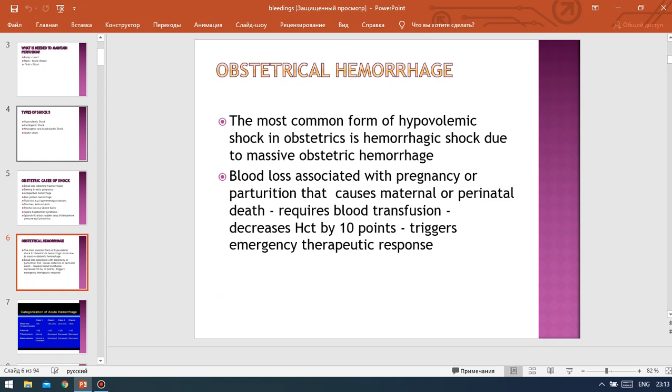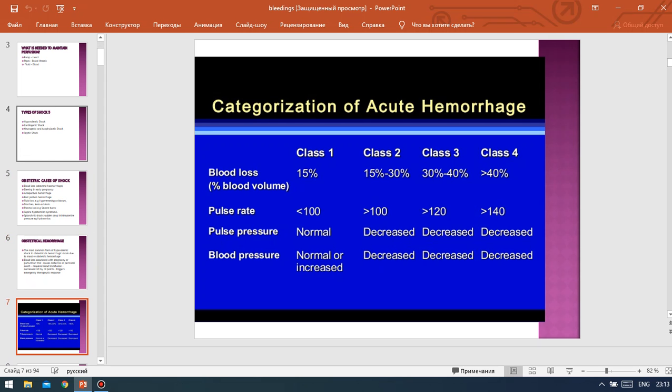Another obstetrical hemorrhage: the most common form of hypovolemic shock in obstetrics is hemorrhagic shock due to massive obstetric hemorrhage. Blood loss associated with pregnancy or parturition that causes maternal or perinatal death, requires blood transfusion, decreases hematocrit by 10 points, or triggers an emergency therapeutic response.